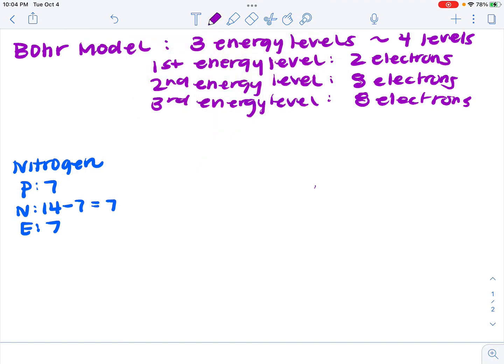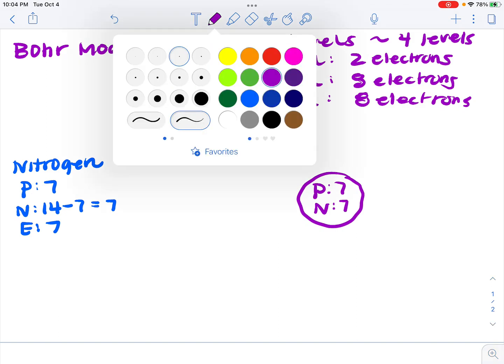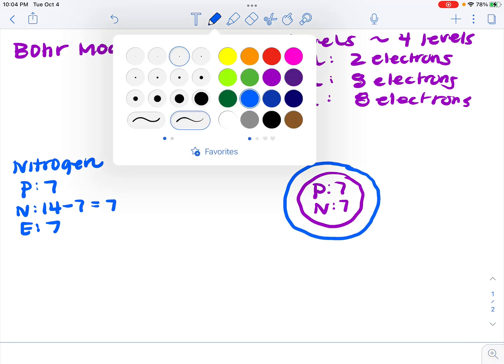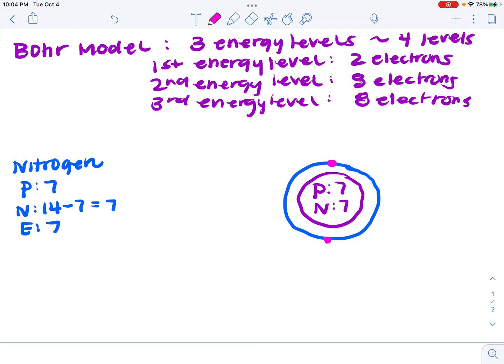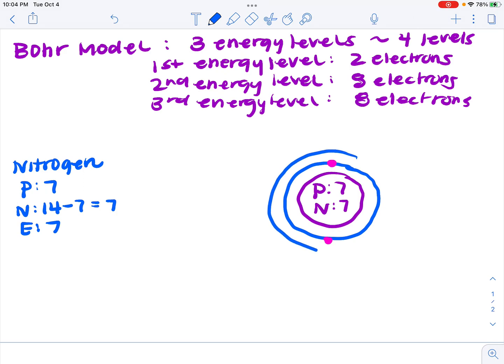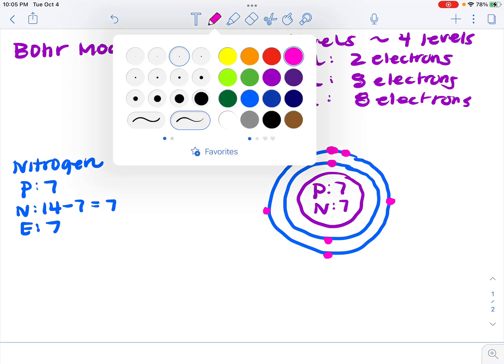So if we were to draw the Bohr model of nitrogen, we'd have our protons and our neutrons in our nucleus. I'm going to go ahead and draw our first energy level and put our first 2 electrons in there. So we have 7 electrons, which means our first energy level or shell is filled. And we need to add 5 more electrons to our second energy level. Now we have a total of 7 electrons in our Bohr model.